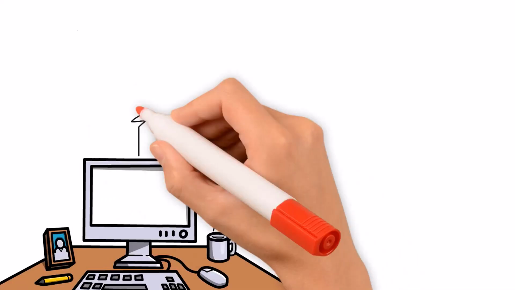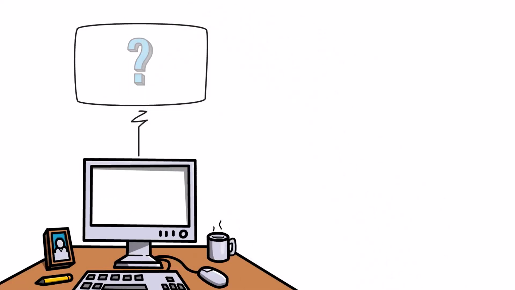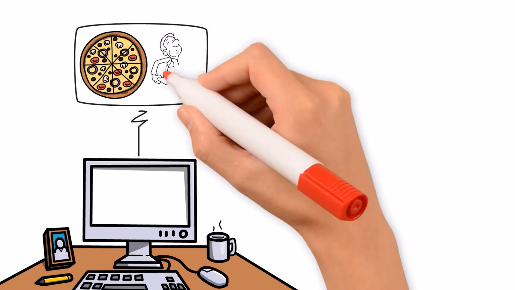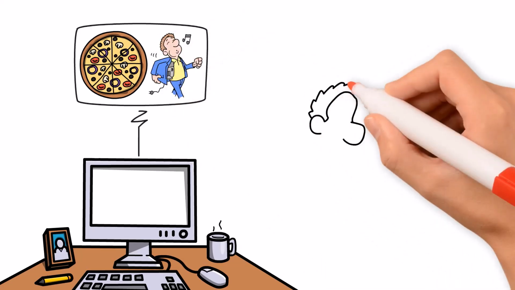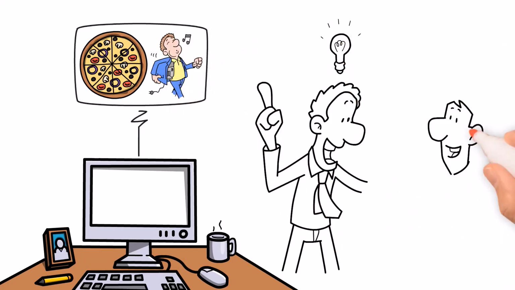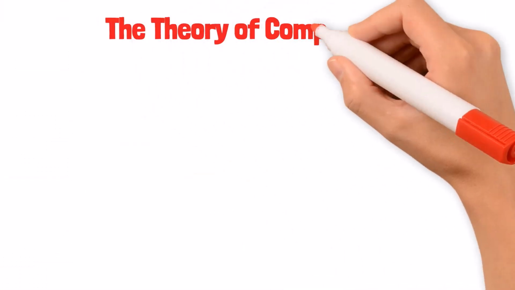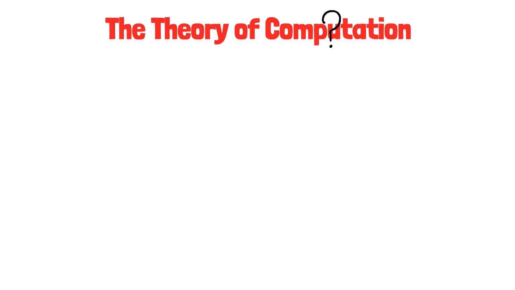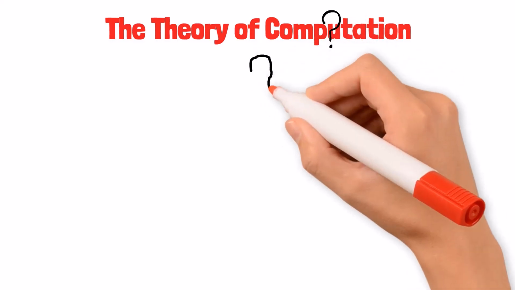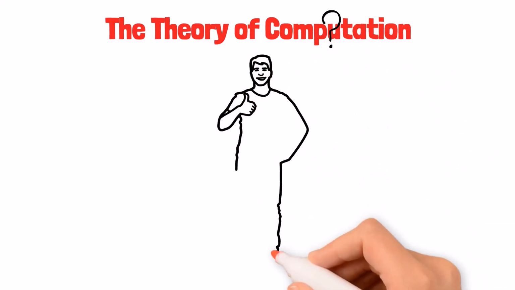Have you ever thought about how a computer thinks? No, it doesn't dream about pizza or cartoons like we do, but it does follow rules, solve problems, and make decisions using something very powerful, the theory of computation. Sounds like a big phrase, right? Don't worry, I'm going to break it down so simply even a fifth grader can understand.